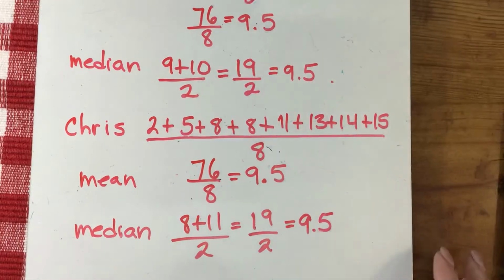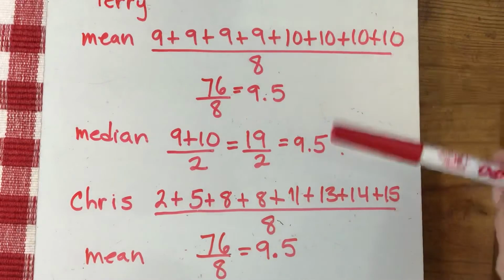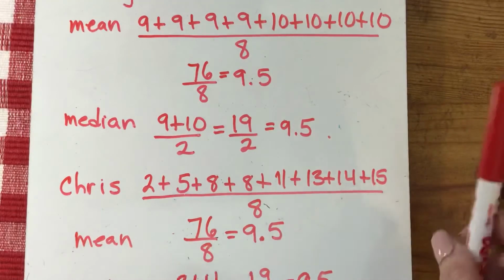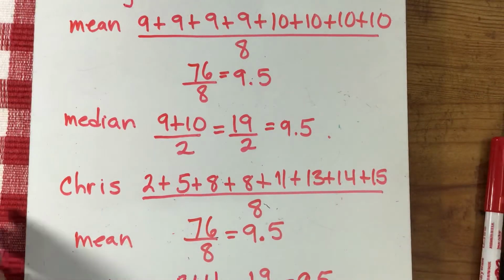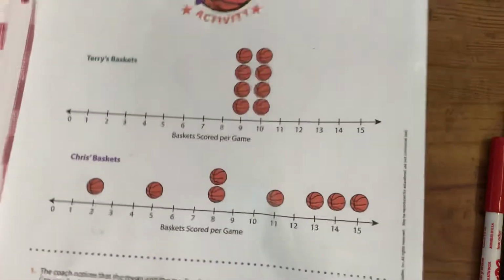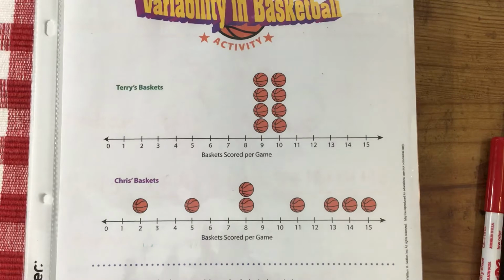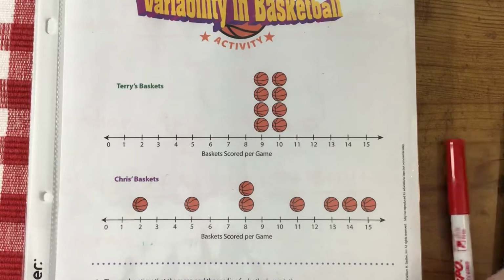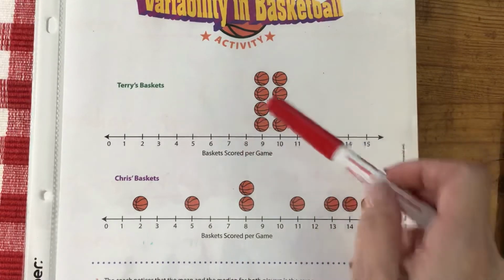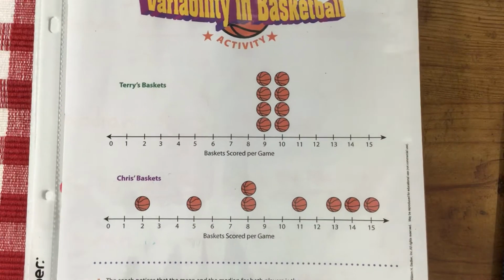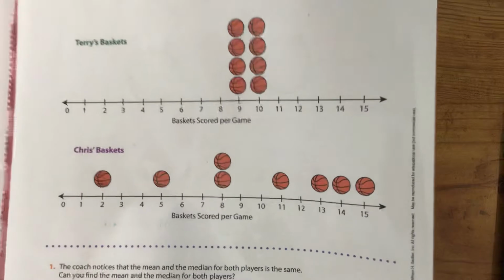So looking at this, what we just did, they both have the same mean, they both have the same median, 9.5. So you can say, oh, okay, well, their scores that they have, they're equal. They're pretty much the same. Well, looking at my graph here, that's not going to be the case, okay? If you notice, Terry's are more concentrated. Chris's are more spread out, okay? So what am I going to do in that case?